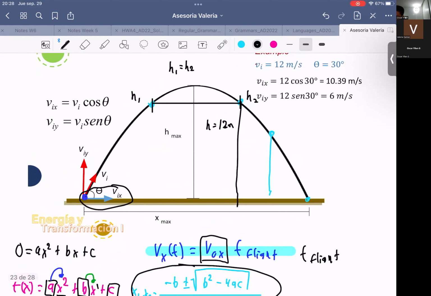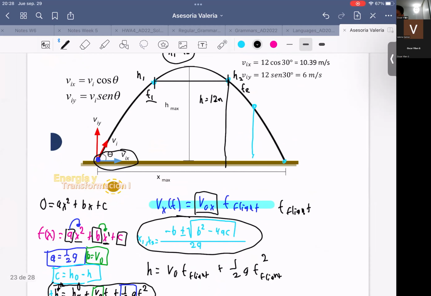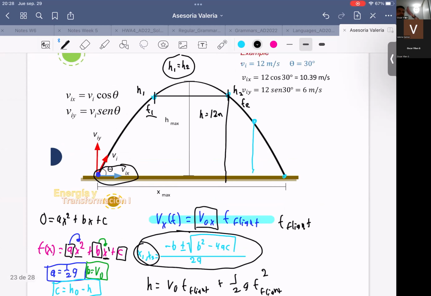Basically, they will have time 1 and time 2, right? The times are going to be different, but the heights are going to be the same. That's why we get two values. We get one value that is before the parabola, and we get a second value that is after the half of the parabola, right? Yes.